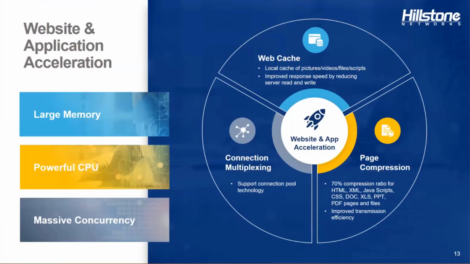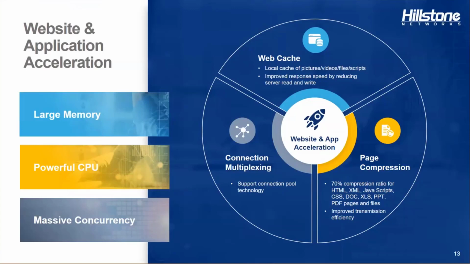Connection multiplexing: TCP connections and HTTP connections take time to establish and can be expensive. ADC maintains connection to the server and fulfills multiple requests from the same user on the connection, or even serves requests from different users on the same connection. This is done with connection pool technology that essentially uses a pool of pre-established connections for server user requests.